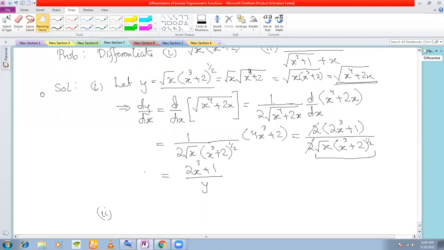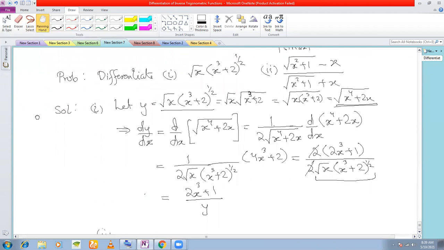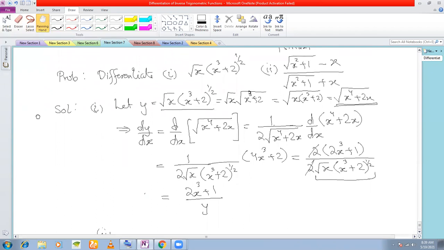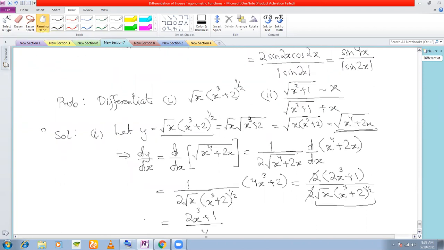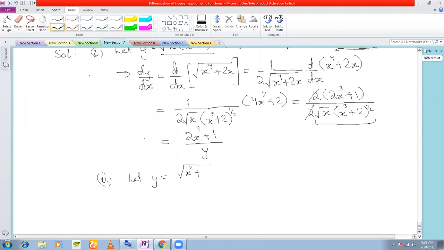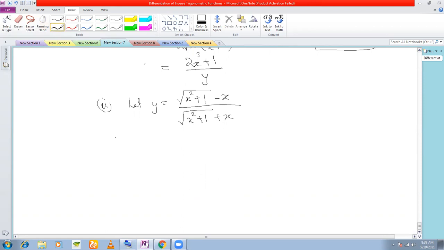The second question here is root over of x square minus x by x square plus x. You rationalize the denominator of this. Okay, and then work. You say let y is equal to root over of x square plus 1 minus x divided by root over of x square plus 1 plus x. Okay, you rationalize the denominator and then work, it will be easier.